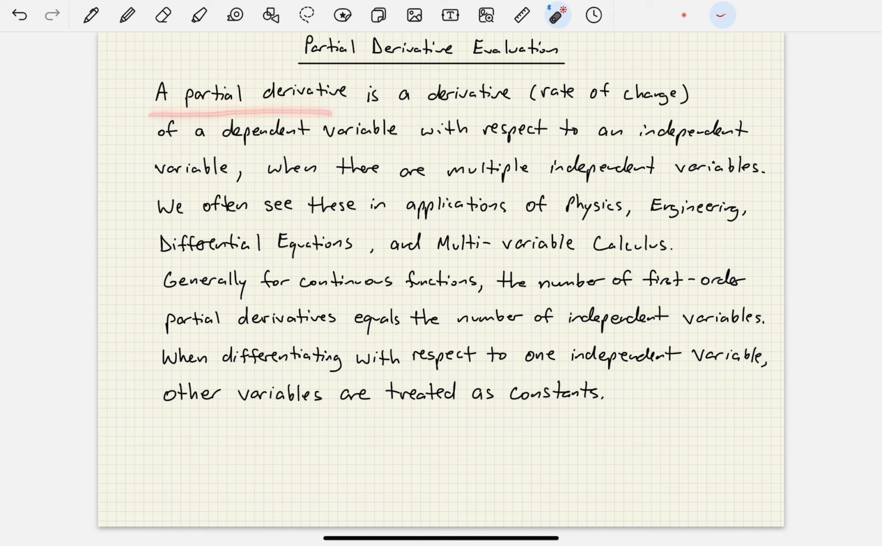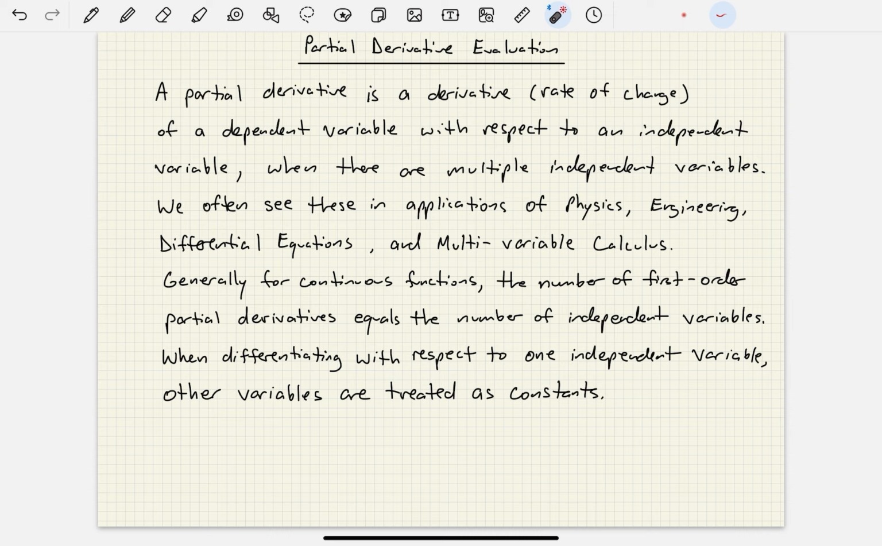A partial derivative is a derivative or a rate of change for a dependent variable with respect to an independent variable. Now, that seems like a very similar definition as an ordinary derivative, okay? But what's the difference when we have a partial derivative compared to an ordinary derivative? Well, this difference comes into play based on the type of function you have. So more specifically, when we have a multivariable function, which is a function where we have multiple independent variables, that's when this idea of partial derivatives comes into play, okay?